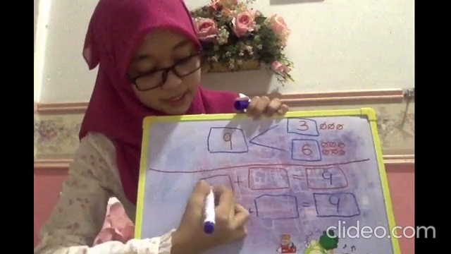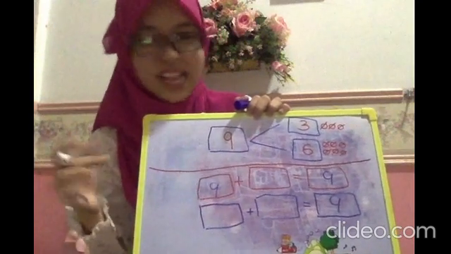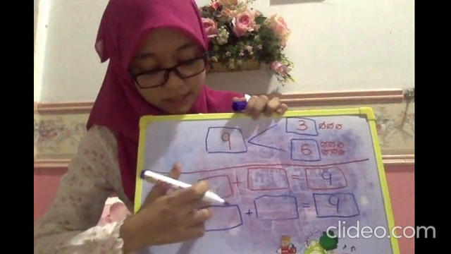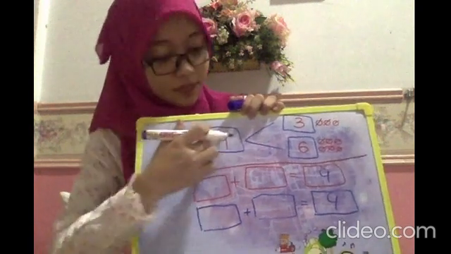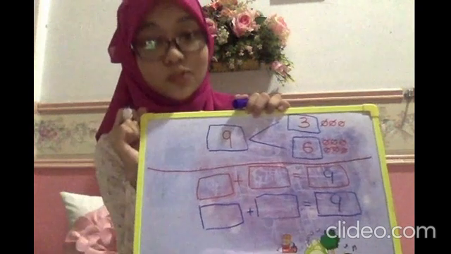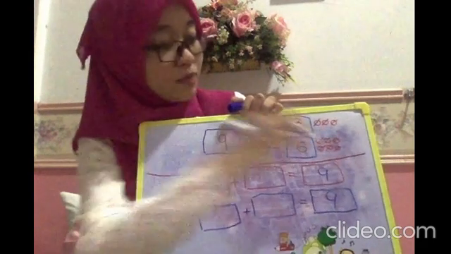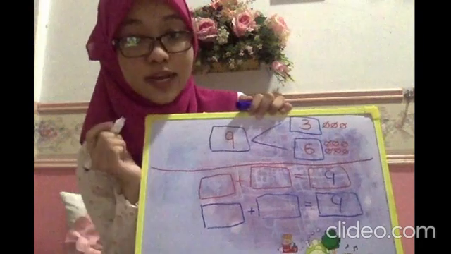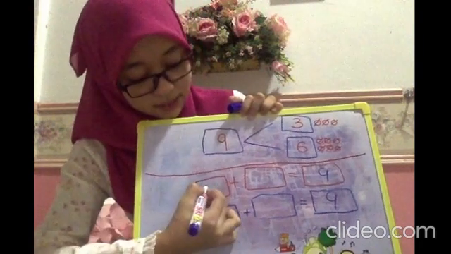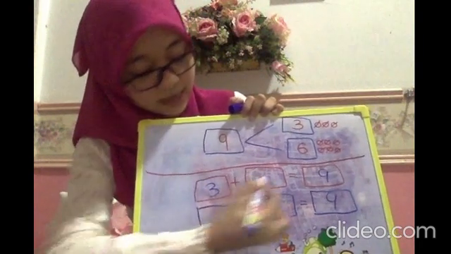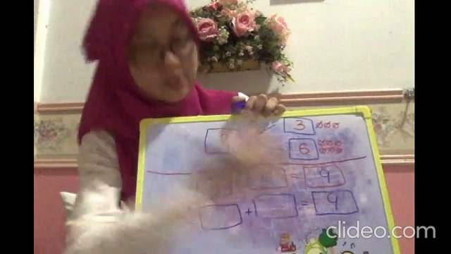Can we put 9 here? No, because this is not the captain number spot. Captain number should always stick at their own spot. Now let's have a look. We have 3 and 6, so it means 3 plus 6 equals 9. So I'm going to put 3 plus 6 equals 9.